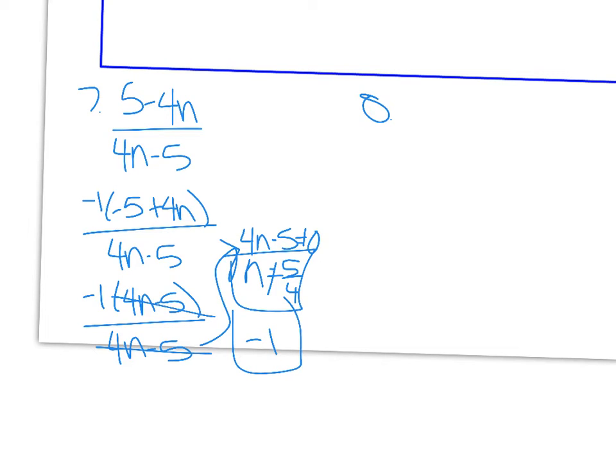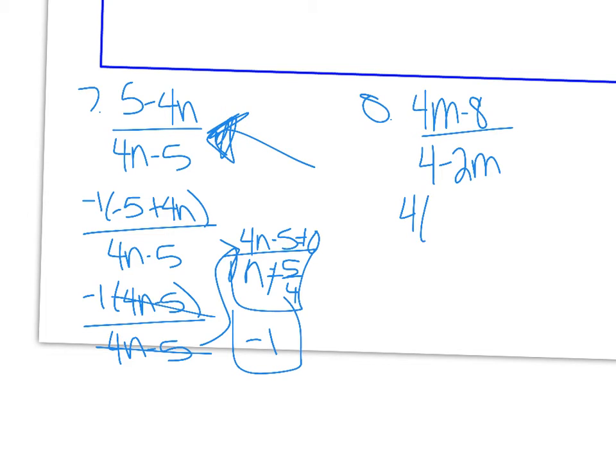Okay, number 8. (4m minus 8) over (4 minus 2m). Now, if you're looking at this one, trying to do some math magic only works if they match exactly. They're just in the wrong order. See, I had 5 and a 4n, and then a 4n and a 5. These don't match exactly. So what we're going to start by doing is factoring, because that's how we always should start anyway.